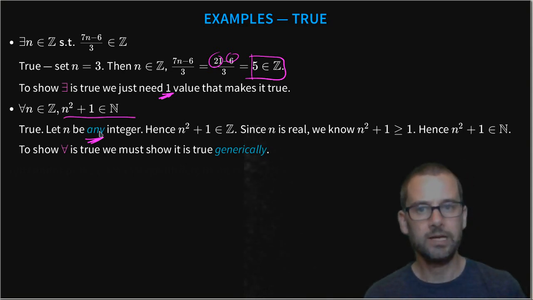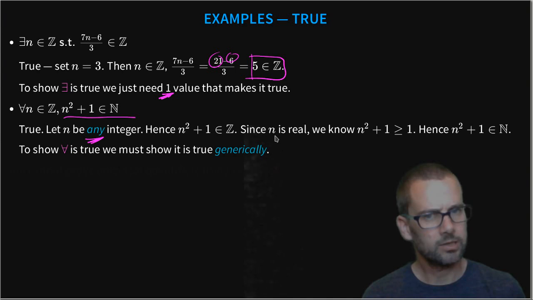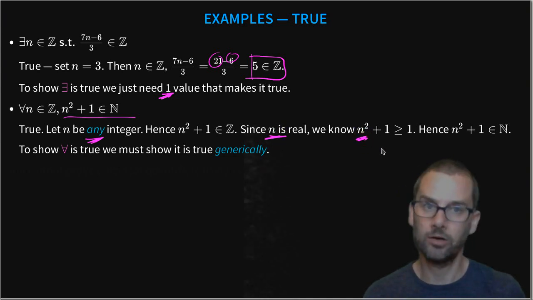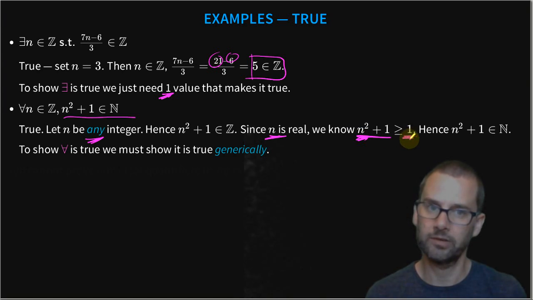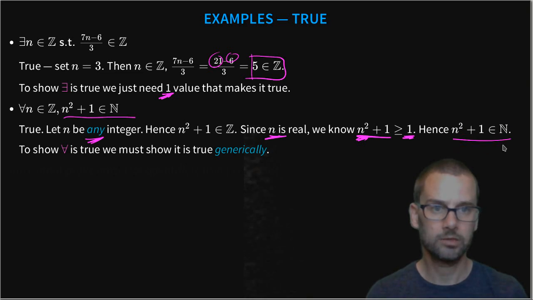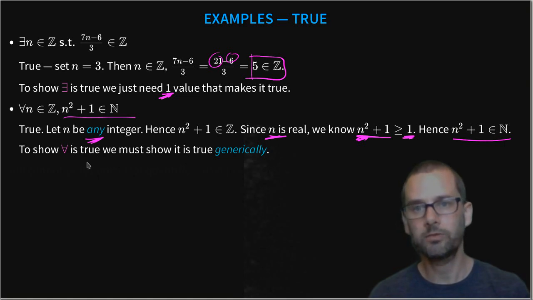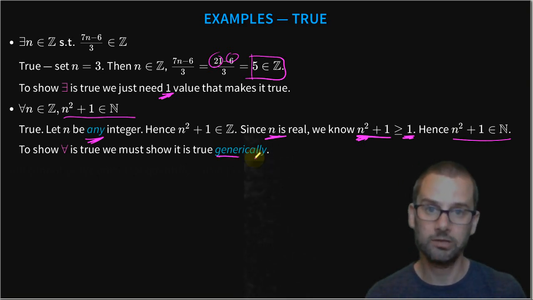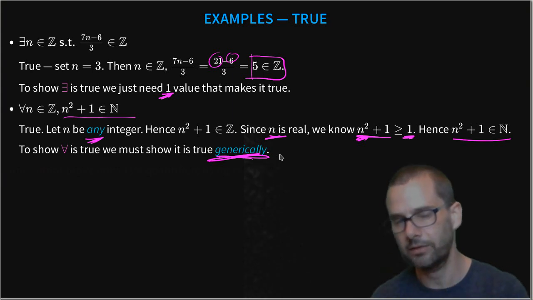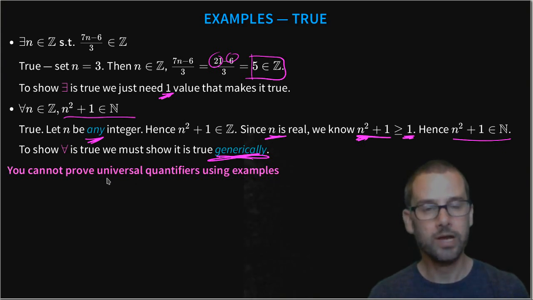So let n be any integer, then we know that n squared is an integer, so n squared plus 1 is an integer. Further, because n is real, we know that n squared is not negative, so n squared plus 1 is definitely bigger than or equal to 1. So it's bigger than or equal to 1 and an integer, so it's got to be a natural number. Again, usually working with universal quantifiers is a bit harder because we've got to show it's true generically. We can't show it's true for a particular value, it has to work everywhere. So note, again, to hammer this point home, you cannot prove universal quantifiers using examples.